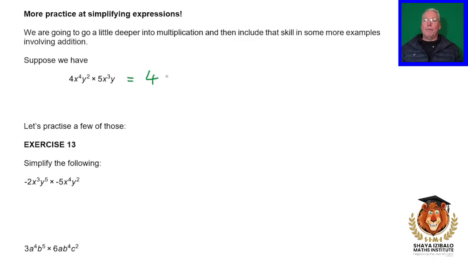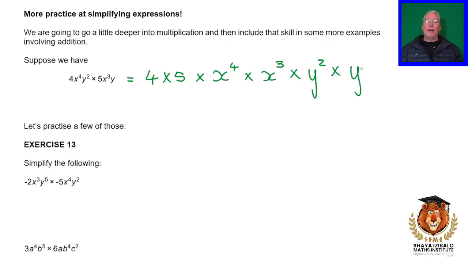We're going to write the 4 times the 5 at the front. And then we're going to write our x to the 4, and then our x cubed, and then our y squared, and then our other y. So this is all exactly as we had it, right? But now let's have a look. 4 times 5 is just 20.